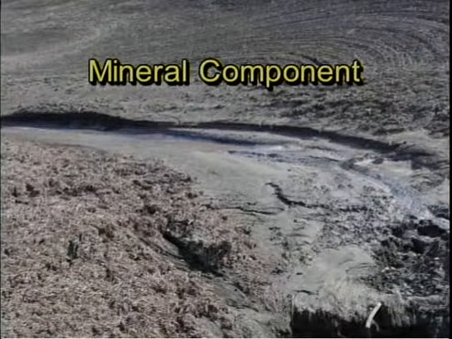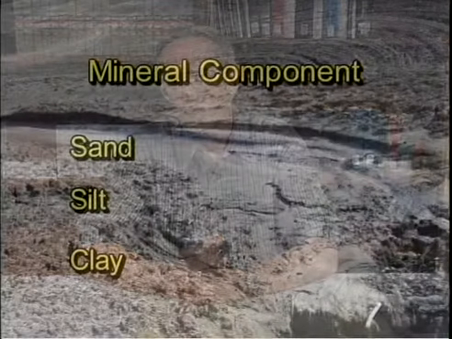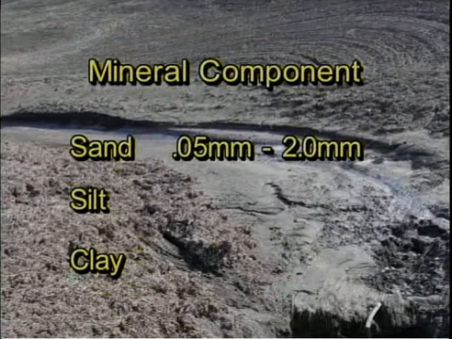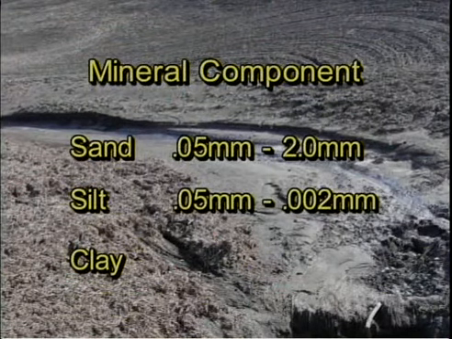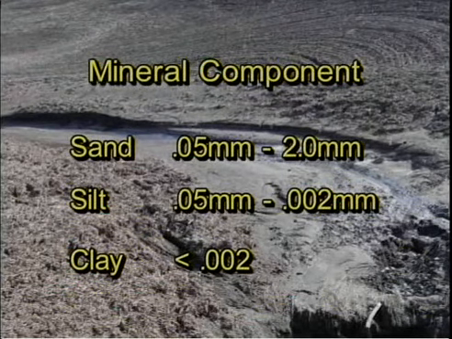Now that mineral component is going to consist of the sand, the silt, and the clay-sized particles. These are often referred to as soil separates, and they're defined by the effective diameters of their particles. Generally speaking, sand is considered to be from 0.05 millimeters up through 2.0. The silt would be from 0.05 down to 0.002, and then the clay-sized particles would be anything with an effective diameter of less than 0.002 millimeters. Now those are very, very small particles.